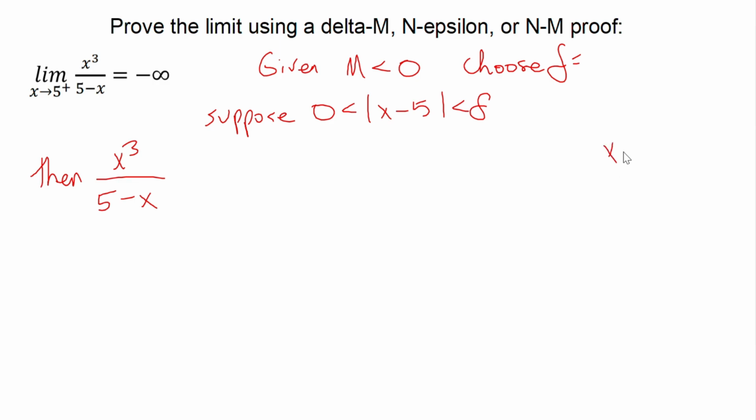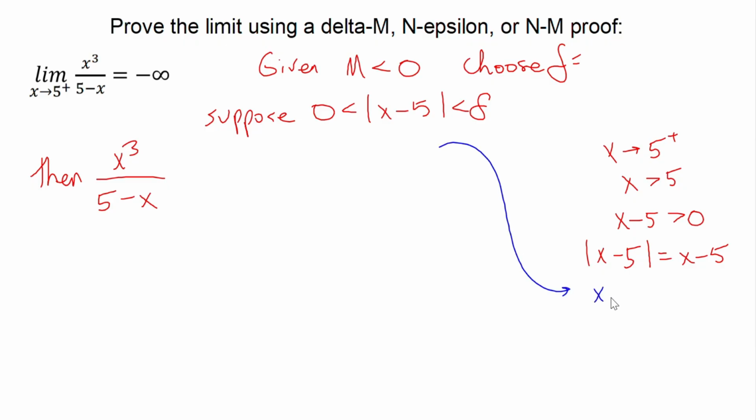If x is approaching 5 from the right, then x is greater than 5, which means that x minus 5 is greater than 0, which means that the absolute value of x minus 5 is just x minus 5. And from there, that tells us that x minus 5 is less than delta, right? Well, we don't have x minus 5 in our problem over here. We have a 5 minus x.